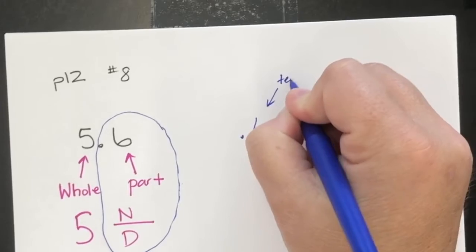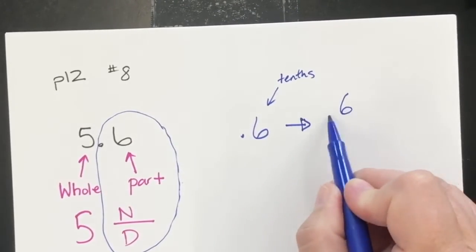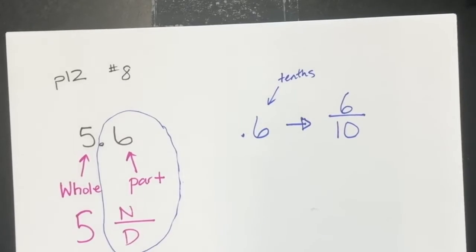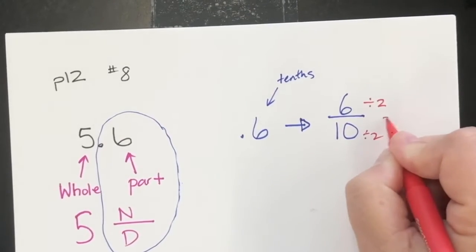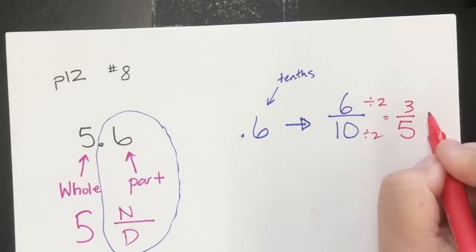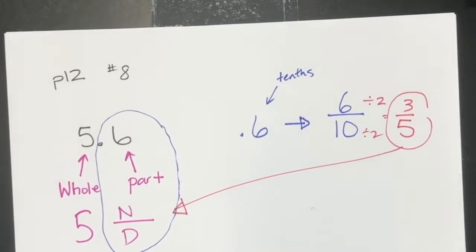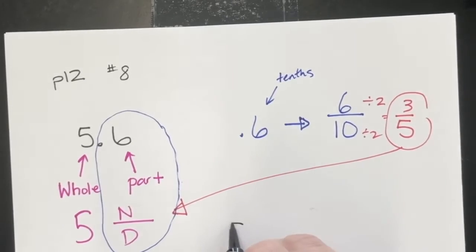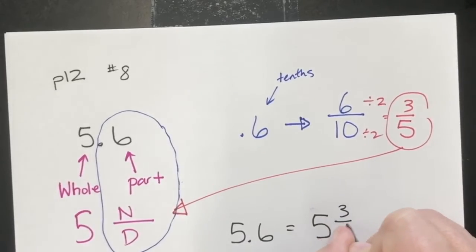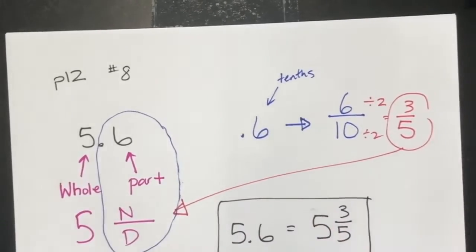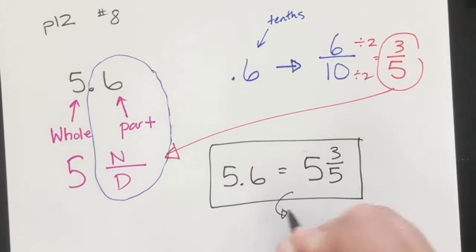0.6 is in the tenths place, right? So we're just going to write that as 6 over 10. Then we can see that both the 6 and the 10 are even, and we're going to divide by 2. So that's 3/5, and that is the part. Then when we write the final answer, 5.6 is equivalent to 5 and 3/5.